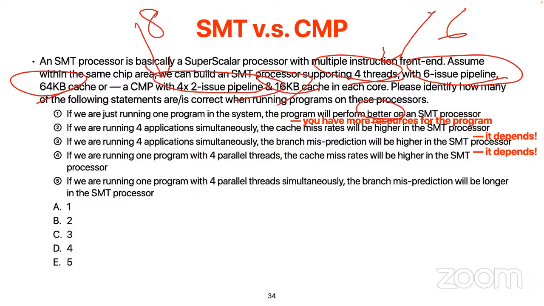But I know your understanding, right? If I have a global predictor, then two different programs would definitely mess up the execution, right? So the answer is also it depends. How about if we are running one program with four parallel threads? The cache miss rate will be higher in the SMT processor. It depends. Okay, you got it. How about the last one? Again, I would say it depends.